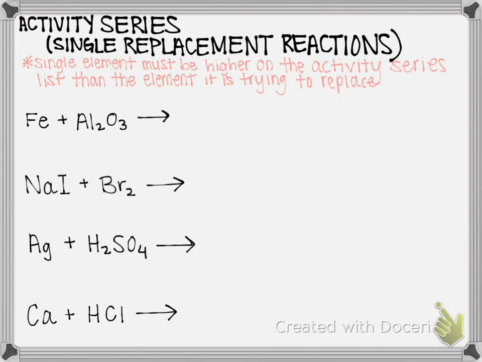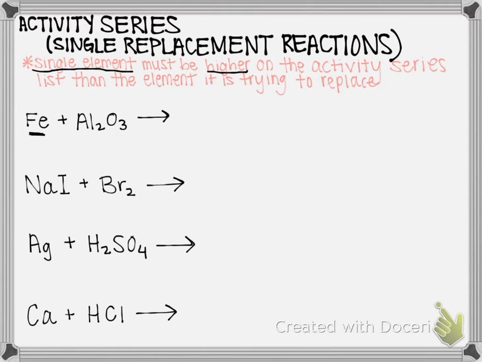When you are doing single replacement reactions, you have to refer to the activity series, which is that list on the back of your periodic table. And this is only for single replacement reactions. So the rule here is that your single element must be higher on the activity series list than the element it is trying to replace.